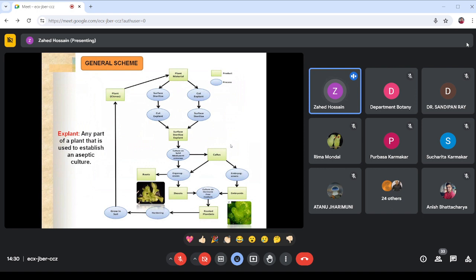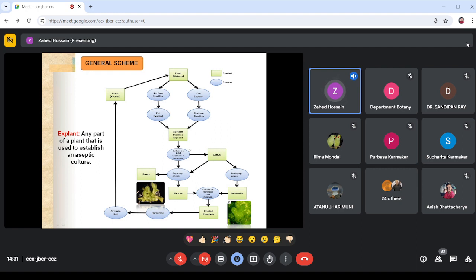So this is basically the general scheme of establishment of a culture or aseptic culture. It first starts with a collection of plant material. If the plant material is of big size, then first you can cut the plant material, then you do the surface sterilization, and then we will do the rest of the things. But if the plant material itself is a small one, there is no need to cut the explant first. So first we do the surface sterilization, and then we make some minor cutting to cut the explant.